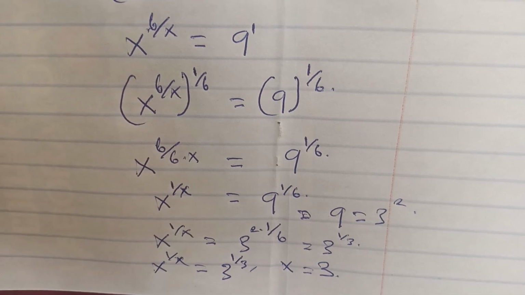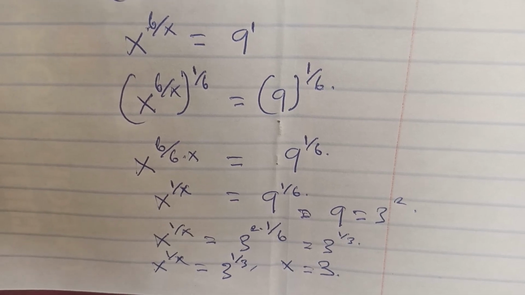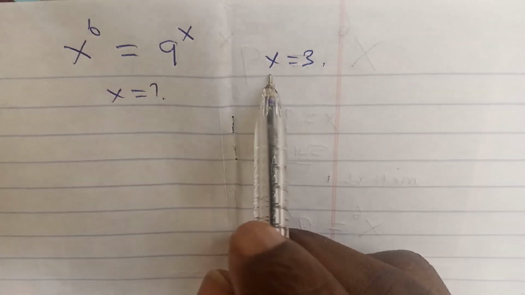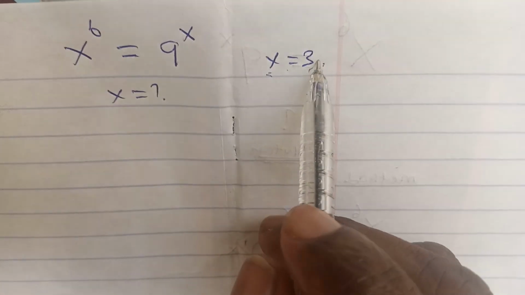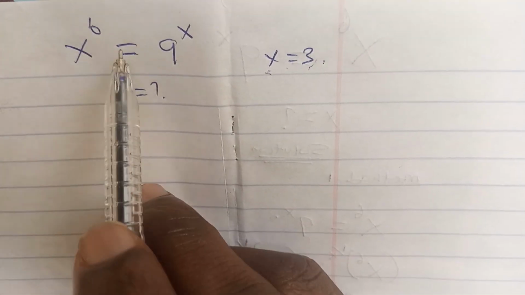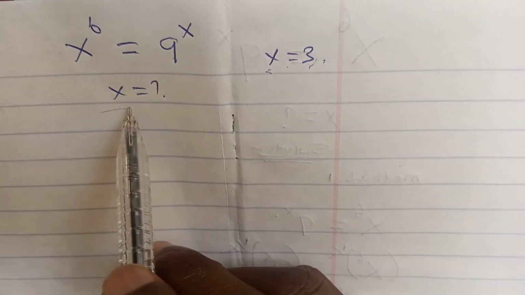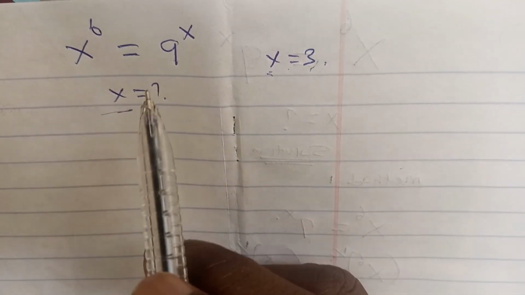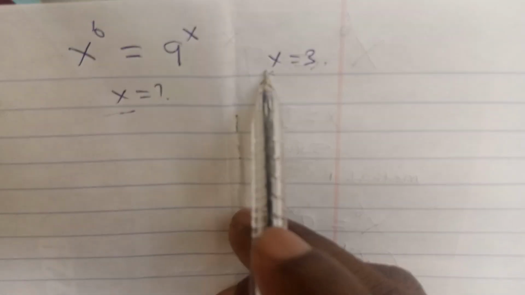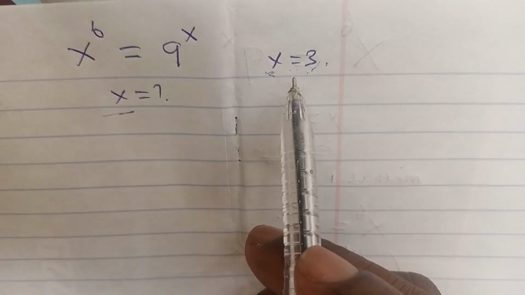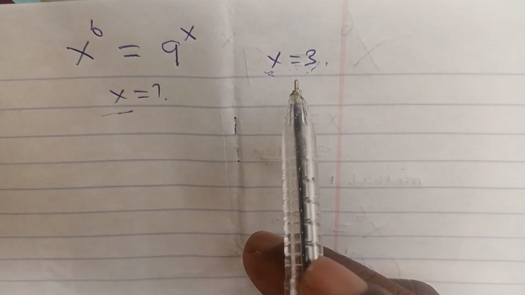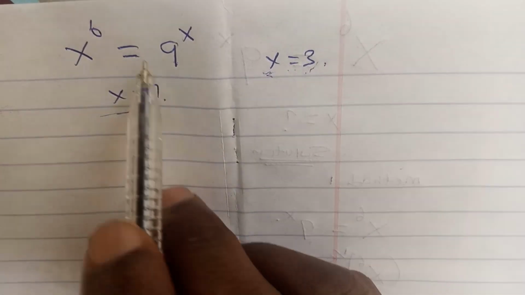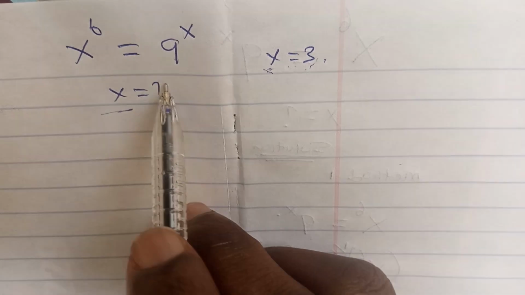So let's try out the second method using the Lambert W function. Let's move on. We applied the first method and we arrived at x is equal to 3, right? So this is the question, x to the power of 6 is equal to 9 to the power of x, and we are looking for the possible value for x. We applied the first method and we got x is equal to 3. Now we want to apply the second method, which is the Lambert W function method, to see whether we are going to have the same value for x.